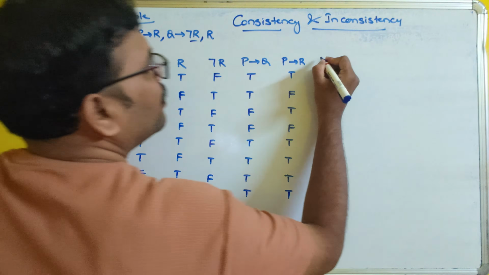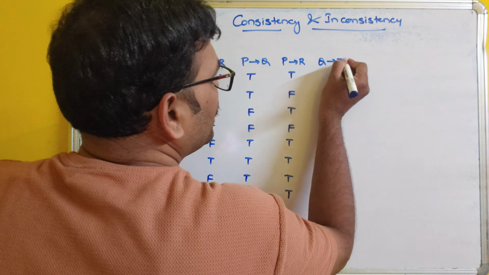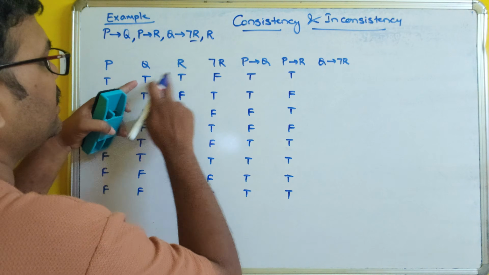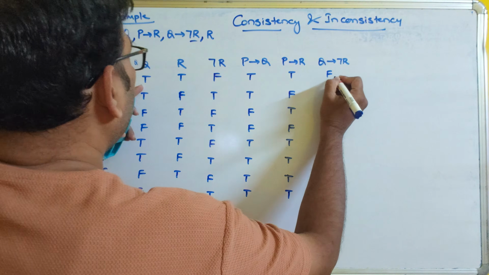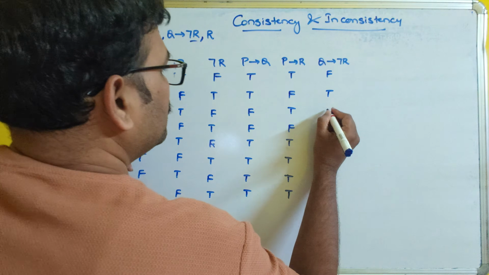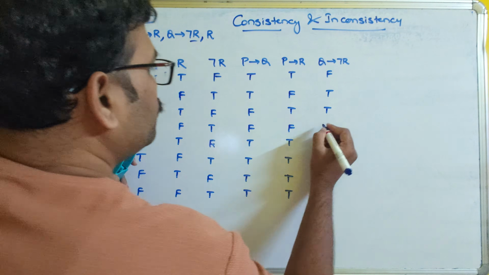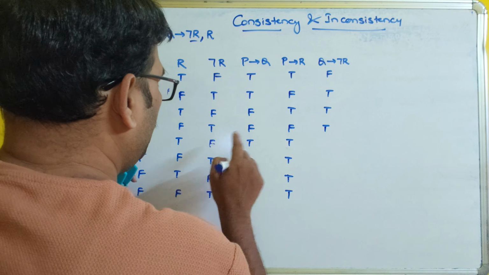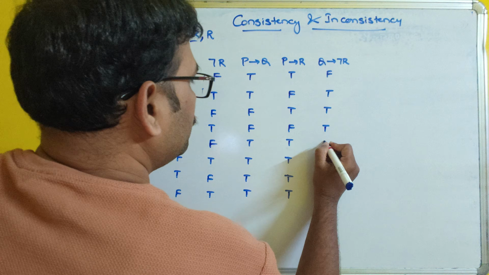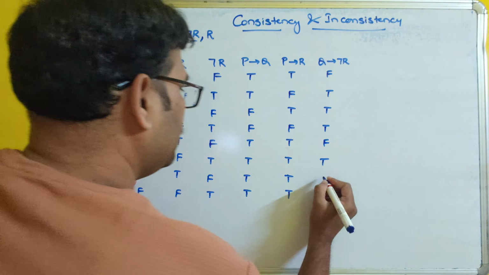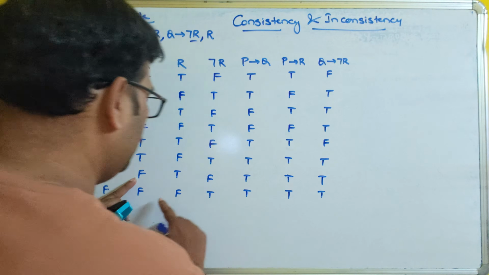Now Q implies negation R. Q implies negation R. True, false, it is false. True, true, it is true. False, false, it is true. False, true, it is true. True, false, it is false. True, true, it is true. False, false, it is true. And again it is true.